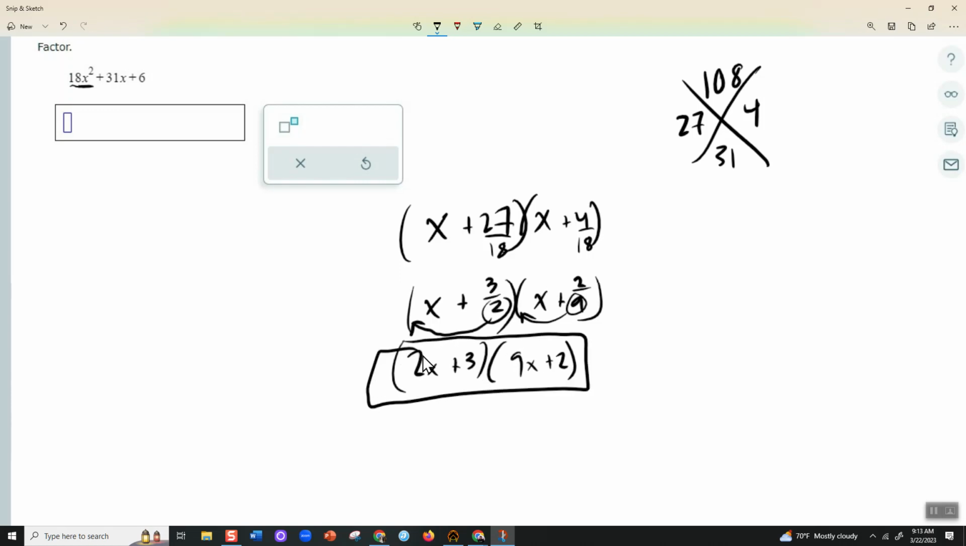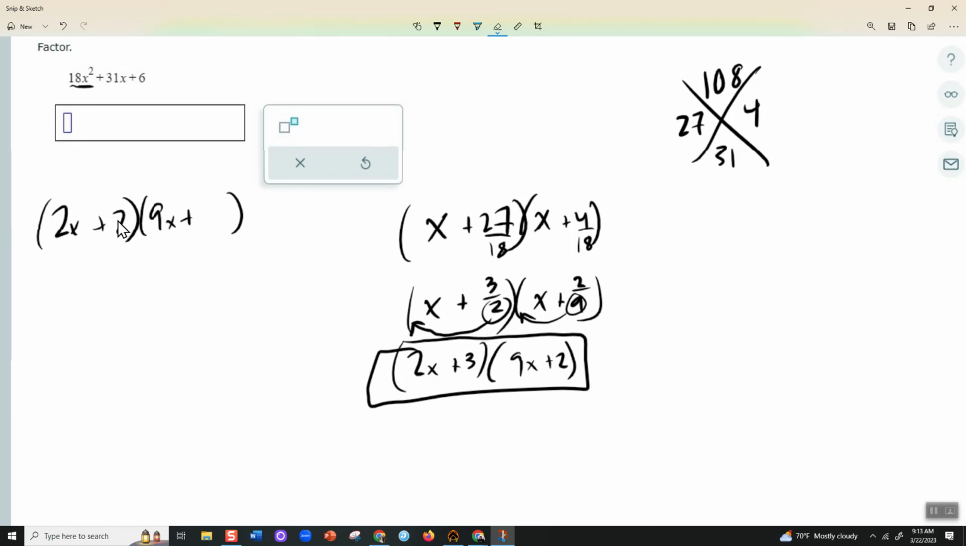Here it is. The guess and check method, I would just find the two factors of 18x squared, 2x and 9x, and then find the factors of 6. It's going to be 3 and 2. So try 3 and 2. I know they both have to be positive to multiply to positive 6. And I do 2x times 3, that's 6x, and 2 times 9x is 18x. Does that add up to 31? No, it doesn't. So I got to try again.